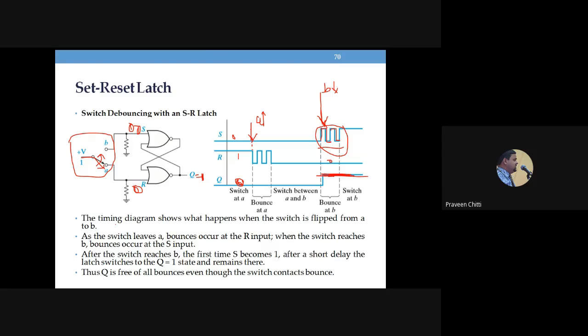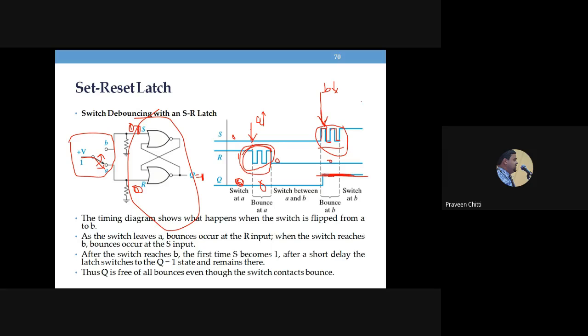When the switch is released from position A, R should become 0 immediately. But it will not become 0 immediately. It will take several transitions, several opening and closing. And because of this, the output will normally change if you connect that directly to some part of the circuit. But in between, we are using this SR latch. So this SR latch will take care of keeping the output constant at 0, and the output remains 0 even though there are several opening and closing.